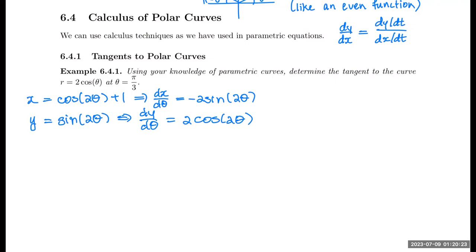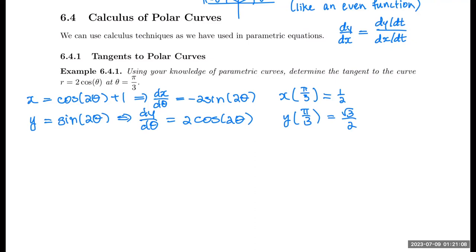Well, at theta equal to pi over 3, we have to know what x and y are. So x at pi over 3, if we put this in, we would get 1/2. And for the y at pi over 3, cos 2 theta and then plus 1. So that's going to be 2 pi divided by 3, negative half. And then y at pi over 3 is root 3 divided by 2. So that's the coordinate that we'll get.